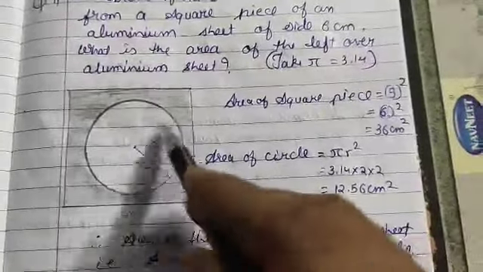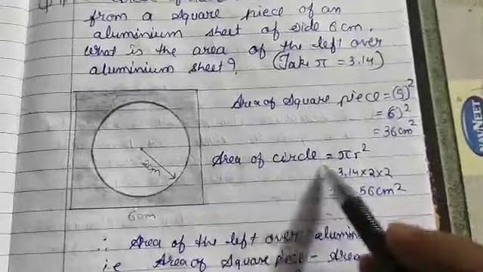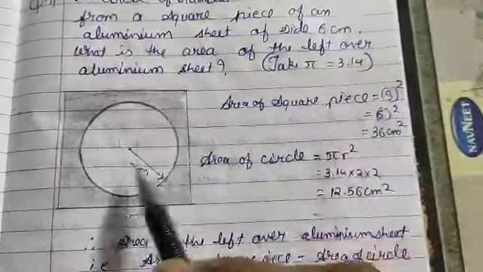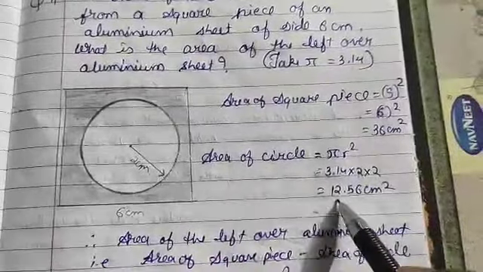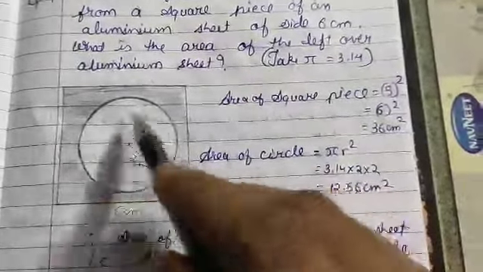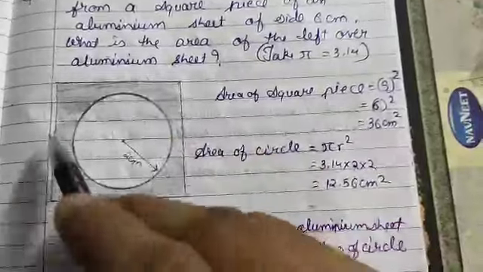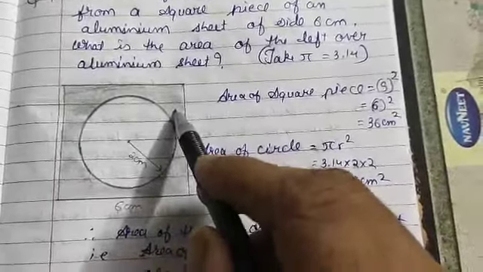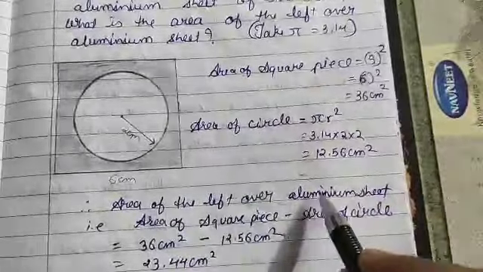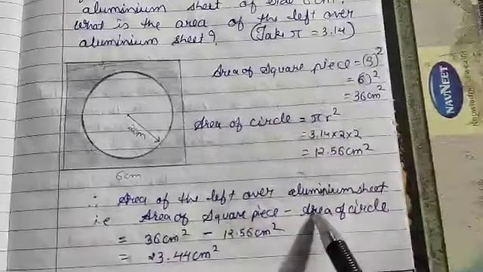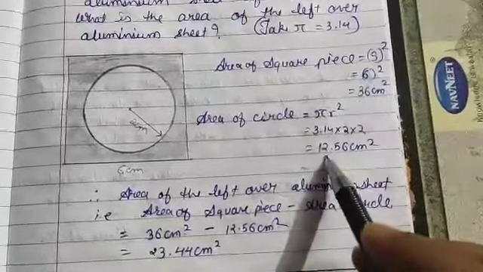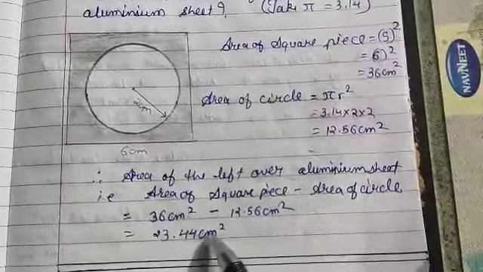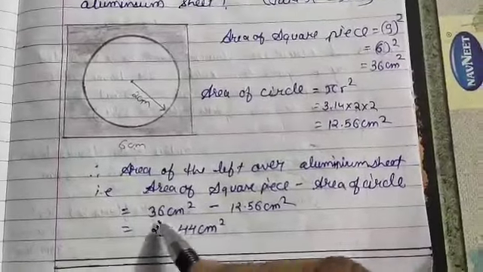Then we will find the area of a circle whose radius is 2 centimeter. So pi r square. The value of pi is given as 3.14. Then radius is 2 centimeter, means 2 into 2. When you multiply, 12.56 is the area of the circle. Now from the whole sheet you have to subtract this area of the circle, so you will get the leftover aluminum sheet. The area of the leftover aluminum sheet equals area of square minus area of circle, means from 36 you subtract 12.56. So when you subtract, you will get 23.44 centimeter square.